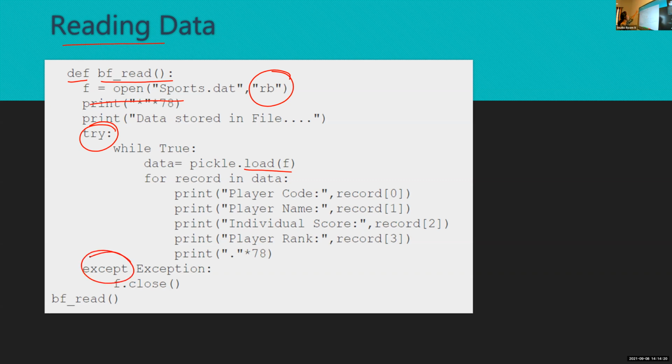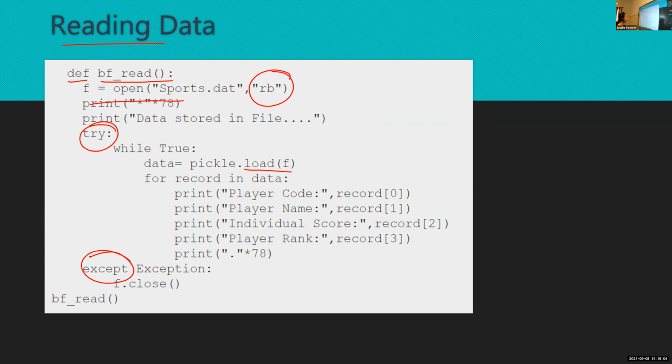When we are reading, or if we use the load statement to read the content from a binary file, the load statement must be with a try. Try and except are the two keywords that are used along with this load function. Try is used when the condition is true. If the condition is true, it will execute these portions. When the end of file is reached, then it will move on to the except exception statement.